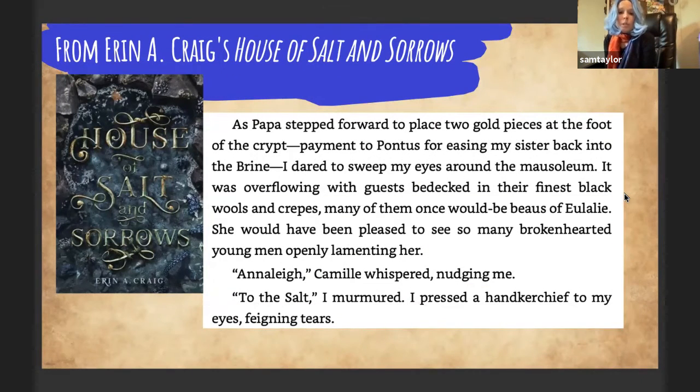As Papa stepped forward to place 2 gold pieces at the foot of the crypt, payment for Pontus for easing my sister back into the brine, I dared to sweep my eyes around the mausoleum. It was overflowing with guests bedecked in their finest black wools and crepes, many of them once would-be beaux of Eulalie. She would have been pleased to see so many broken-hearted young men openly lamenting her. "Annalie," Camille whispered, nudging me. "To the salt," I murmured. I pressed a handkerchief to my eyes, feigning tears.